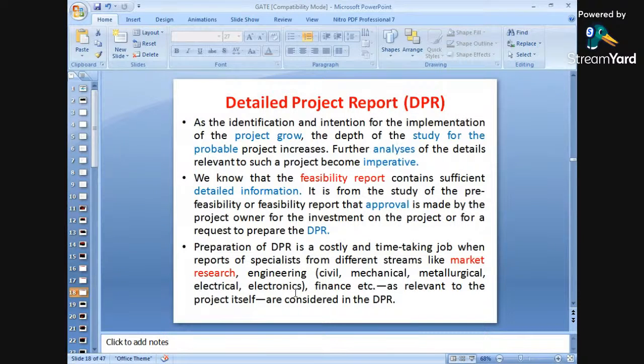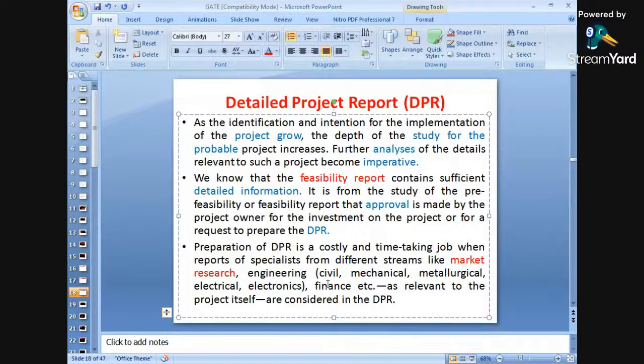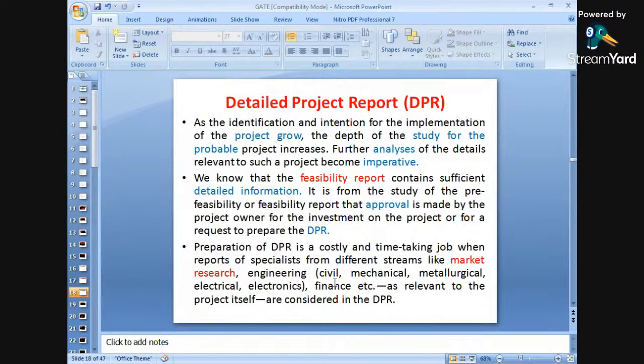So market research is to be carried out related to a particular type of product, or a particular type of manufacturing product, or construction work. So various engineering aspects should also be considered. Various engineering fields are also to be considered related to a project.